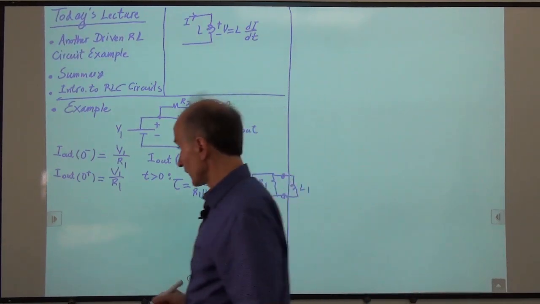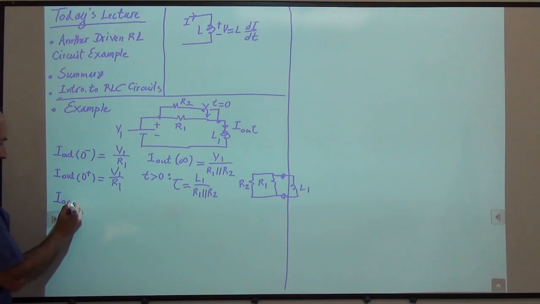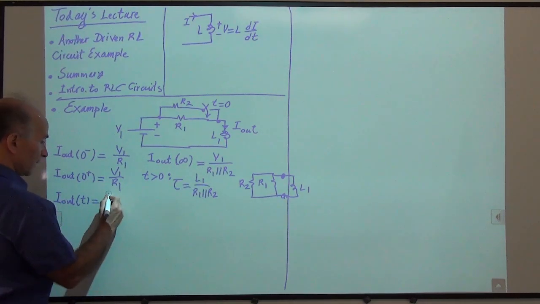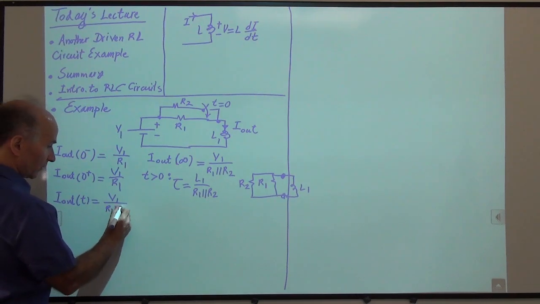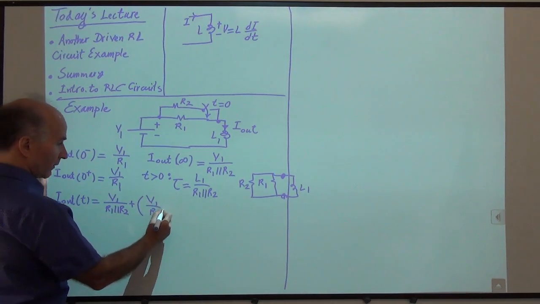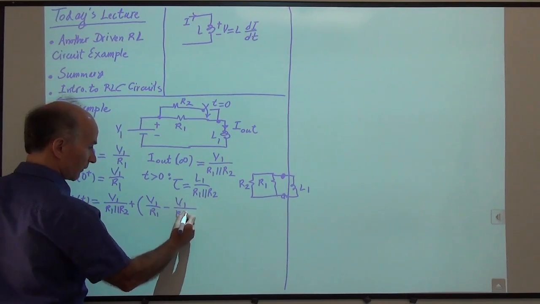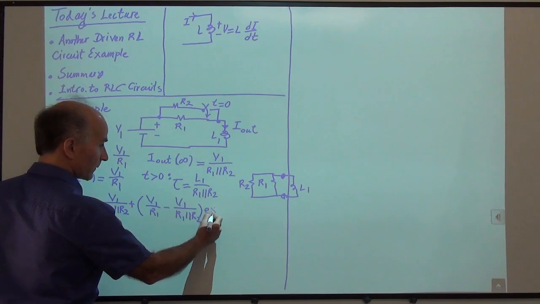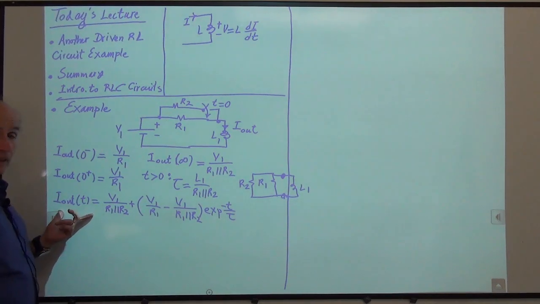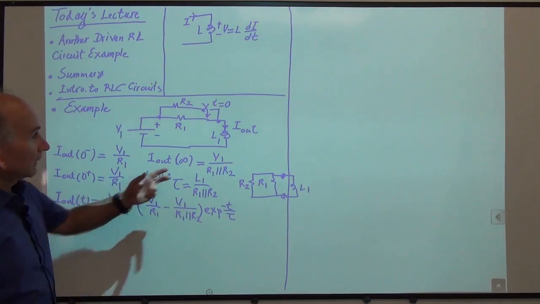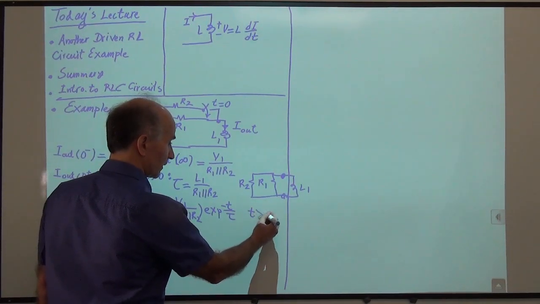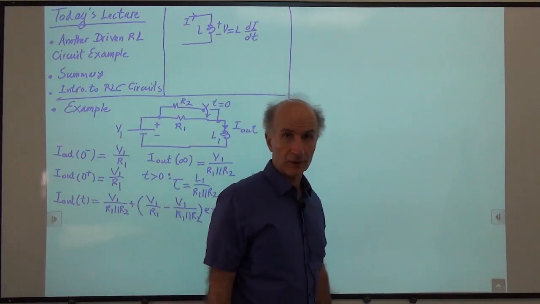Okay, so now we can write I out as a function of time, right? So I out of t is equal to the value at infinity, this value here, V1 over R1 in parallel with R2, plus the value at time 0 plus, which is V1 over R1, minus the value at infinity, V1 over R1 parallel R2, times exp of minus t over tau. Does this take a u of t? No, because the current through the inductor was not zero before time zero. So we just have to write t greater than zero here. That's all we can say for this equation.